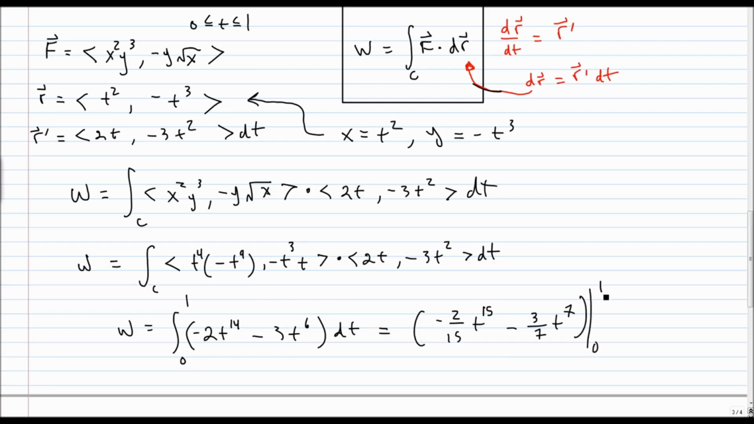And we evaluate that at 1 and 0. And you can see when you do that we end up with negative work being done, like we thought. That makes sense, that's what we expected.